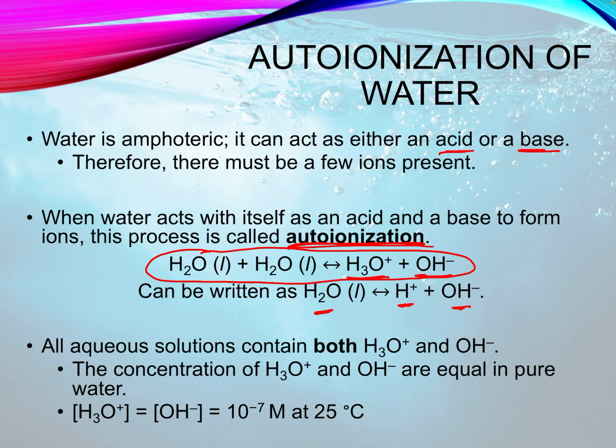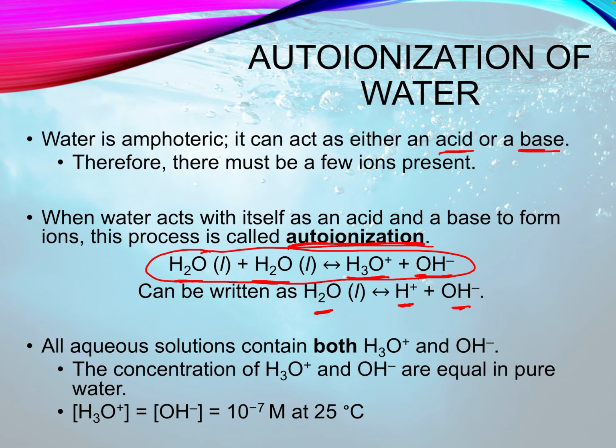Anyway, so the whole point of this is that all aqueous solutions will contain both hydronium and hydroxide, and they will be in equal concentrations, right? For every one hydronium, we're making one hydroxide because it came from these two molecules of water that reacted. Therefore, if we know the concentration of one of them, we always know the concentration of the other because they will always be equal in pure water.